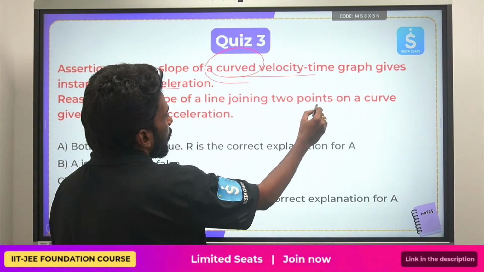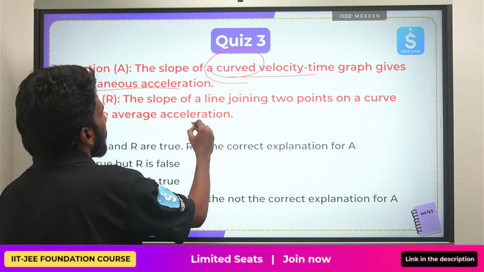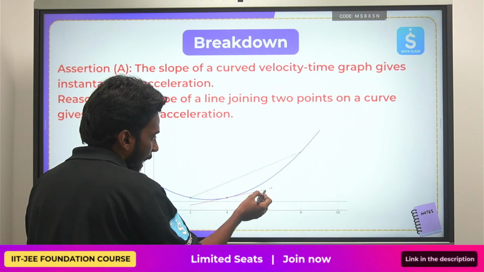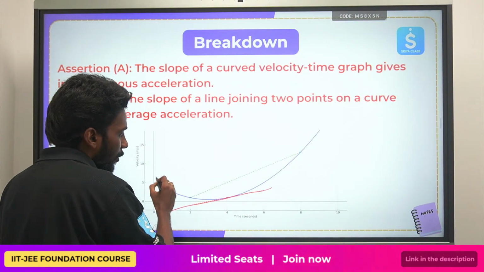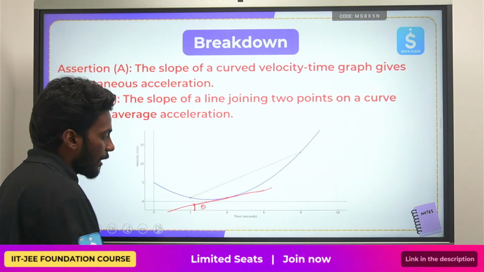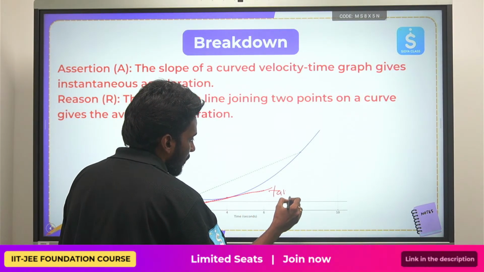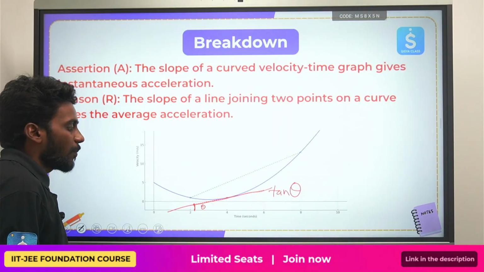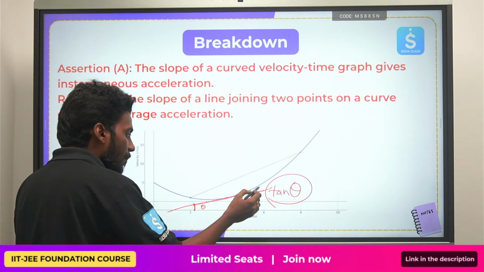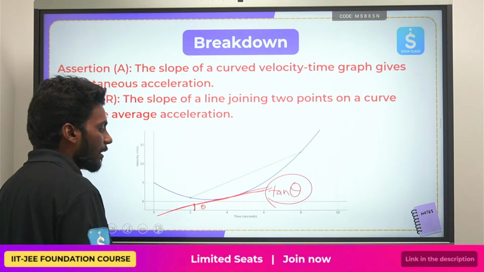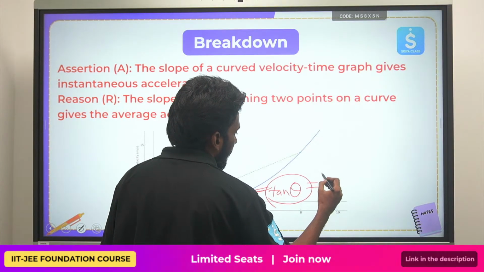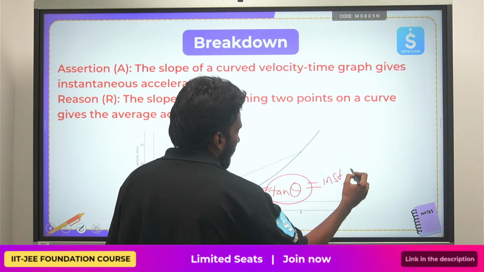The slope of a line joining 2 points on a curve gives the average acceleration. So whenever you are drawing any kind of tangent to the curve, and if you are finding its slope, which it makes with the x-axis, it would be giving the instantaneous acceleration. So instantaneous acceleration would be given by tan theta. Theta is the angle made by this tangent with the x-axis. So tan theta would be giving what? Instantaneous acceleration. Instantaneous acceleration in this case.